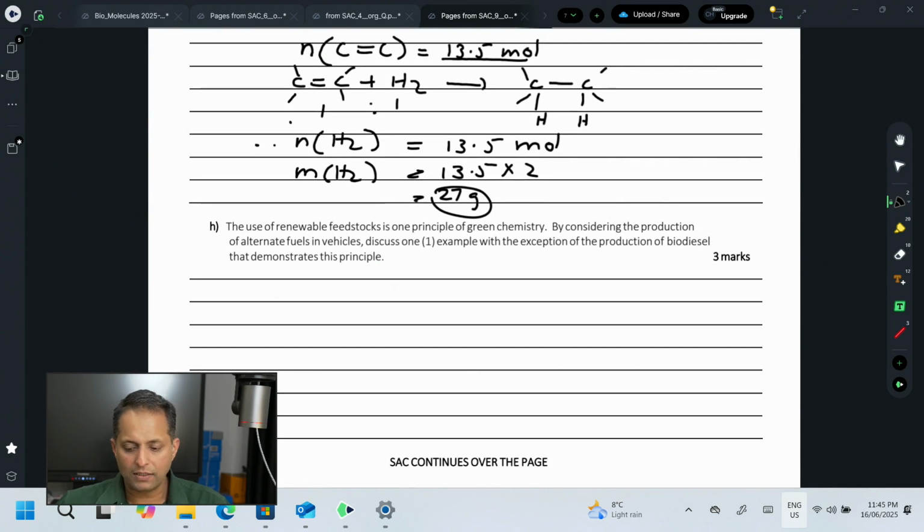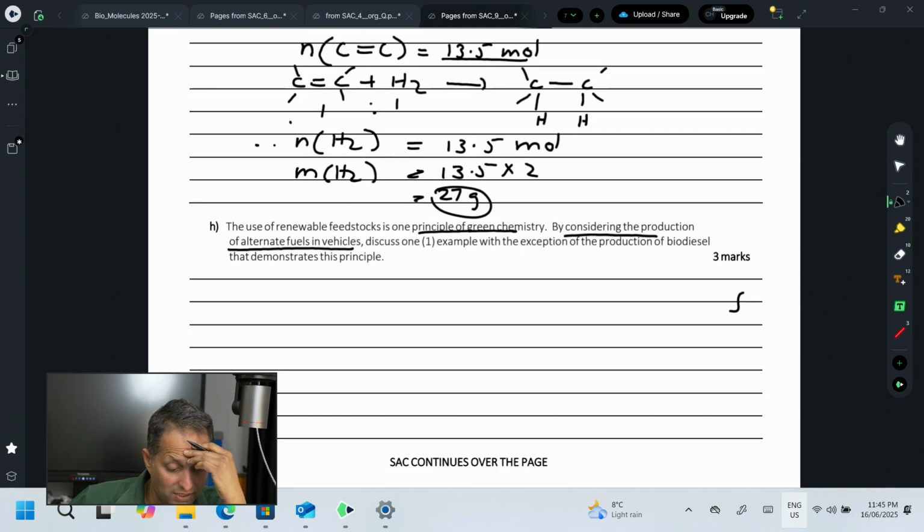All right, the last part, H. We are going to do the last part. What is the last part? Okay, now listen to me. The use of renewable feedstock is one of the principles of green chemistry. Yes, renewable feedstock is one of the green chemistry principles. By considering the production of alternate fuels in vehicles, discuss one example, with the exception of the production of biodiesel, that demonstrates the principle.